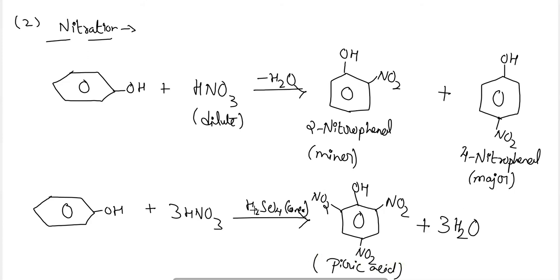Nowadays, picric acid is generally not formed by this method. It is formed by using concentrated H2SO4 at 373 Kelvin, boiling 2-phenol sulfonic acid to form 4-phenol sulfonic acid. Then this mixture of phenol sulfonic acid is heated with concentrated HNO3 to form 2,4,6-trinitrophenol. Okay, the process has now changed. Here the phenol is first converted to sulfonic acid, then the sulfonic acid is reacted with nitric acid to form picric acid.